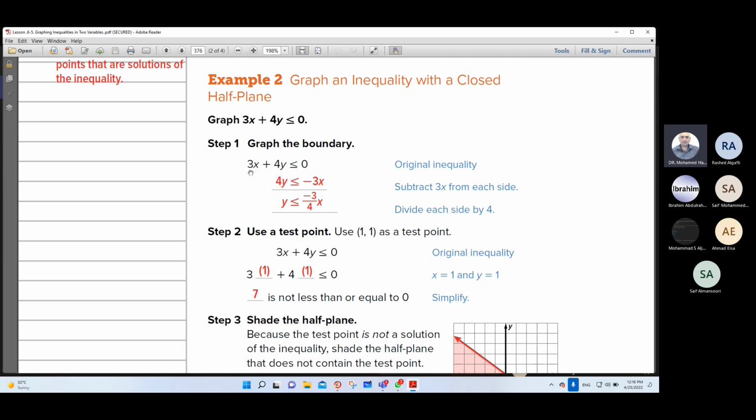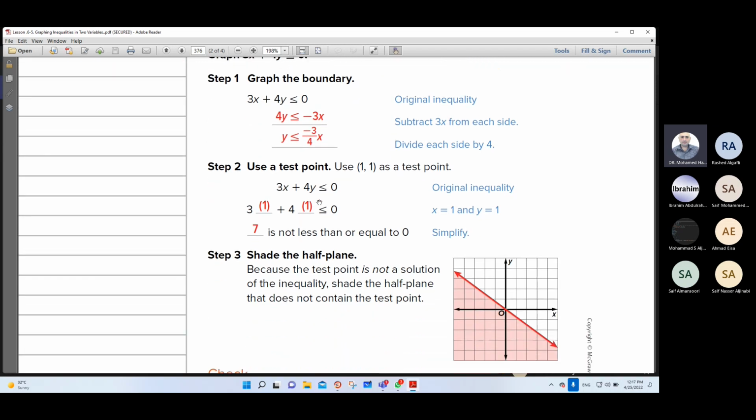So we can move 3x to the other side. It will be 4y less than or equal to minus 3x. Then divide both sides by 4, so y is less than or equal to minus 3 over 4 x. Then use the test point.